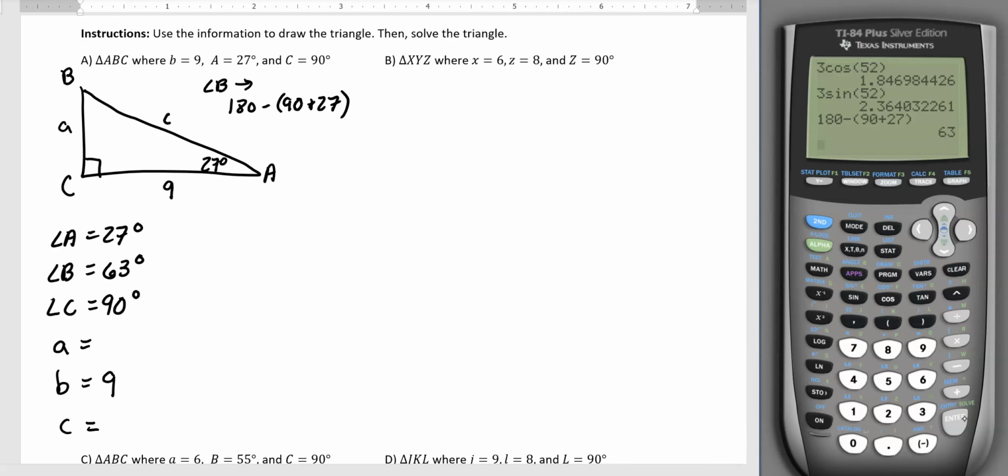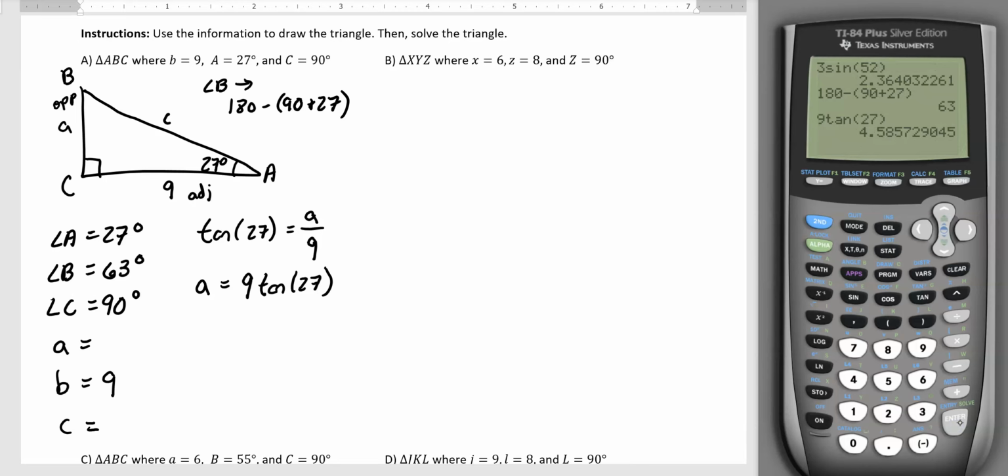And now let's figure out side A. So if I'm dealing with angle A here, this would be my opposite and my adjacent. Okay, opposite and adjacent tells me I'm going to use tangent. So I'd say the tangent of 27 equals my opposite A over my adjacent 9. So that means that A would equal 9 times the tangent of 27. So let's put that in our calculator. 9 tangent 27, close parentheses, 4.59.